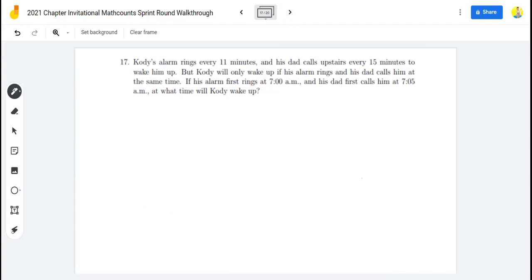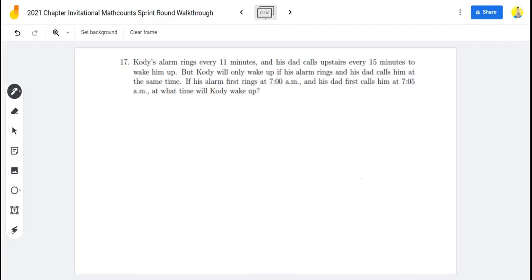Question number 17. Cody's alarm rings every 11 minutes, and his dad calls him upstairs every 15 minutes to wake him up. But Cody will only wake up if his alarm rings and his dad calls him at the same time. If his alarm first rings at 7 a.m. and his dad first calls him at 7:05 a.m., at what time will Cody wake up?